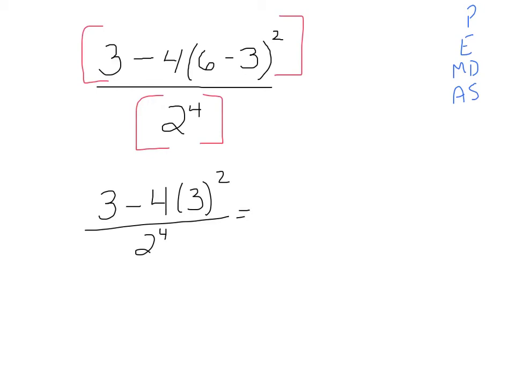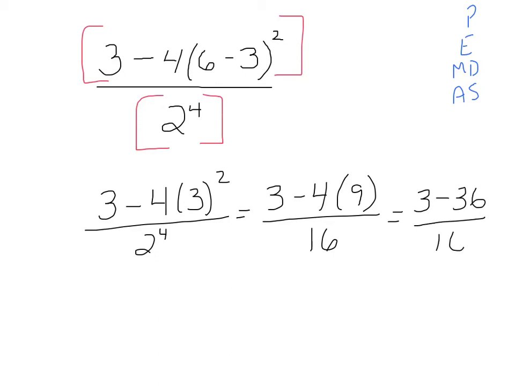I can say that's going to be equal to 3 minus 4. If I do exponents next, I get 3 times 3 raised to the 2nd power, which is 9, over 2 to the 4th power. 2 times 2 is 4, times 2 is 8, times 2 is 16. I have 3 minus 4 times 9, so 4 times 9 is 36, over 16. 3 minus 36 is negative 33 sixteenths, and that cannot be simplified.